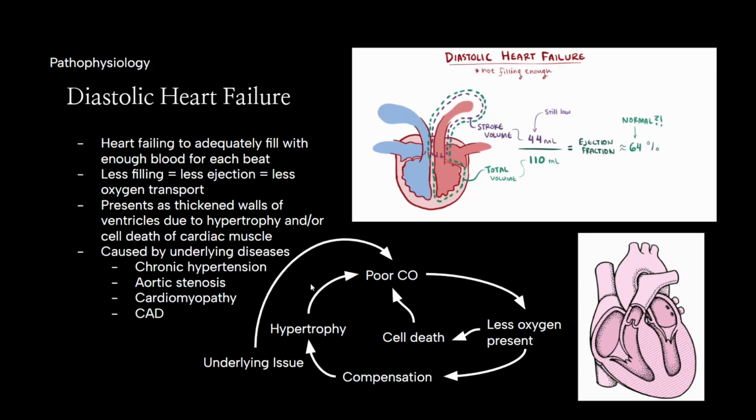We have aortic stenosis, which is increased resistance to blood flow leaving the heart due to narrowing of arterial walls. We kind of just talked about this. We get increased resistance, so poor cardiac output, less oxygen present, you either get cell death or compensation. And then both of those kind of cycle into poor cardiac output.